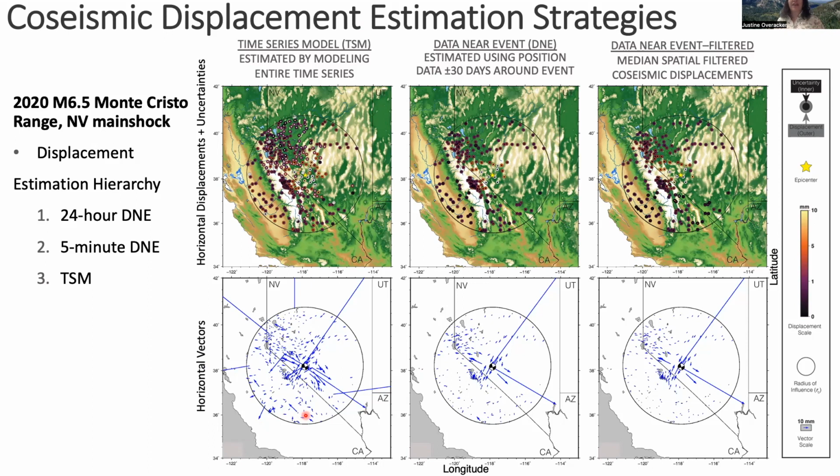If we have data for that 60-day period around an earthquake, we could use that 24-hour data near event estimation strategy. If there are earthquakes within that time, that window would get truncated. If there's not a full day afterwards, maybe there's an aftershock, for example, we can use 5-minute time series to estimate the D&E displacements. And otherwise, we could still use the time series model.